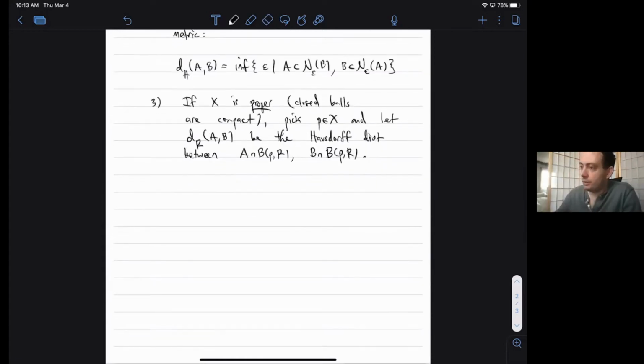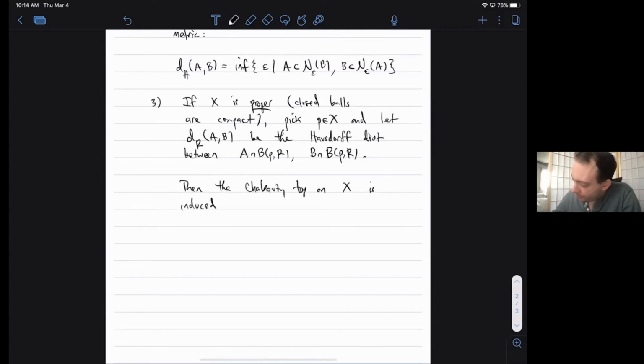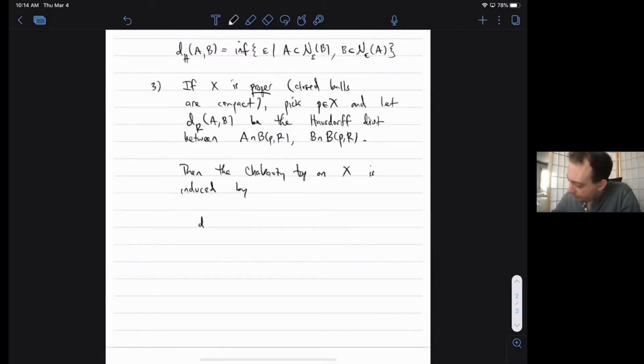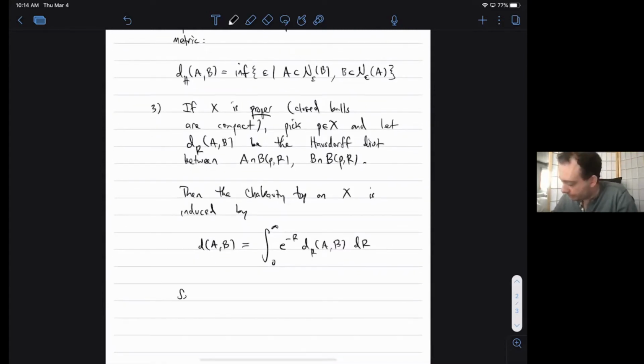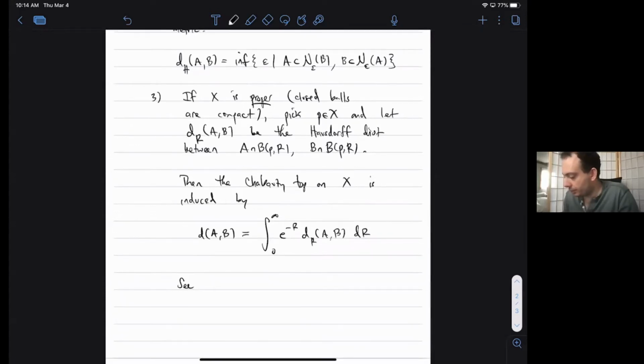And then you can write the Chabauty topology as induced by the metric where the distance between two points, A and B, is just the integral from 0 to infinity of, say, e to the minus r times d_r(A,B) dr. So this is kind of a cute formula for a metric inducing the Chabauty topology.